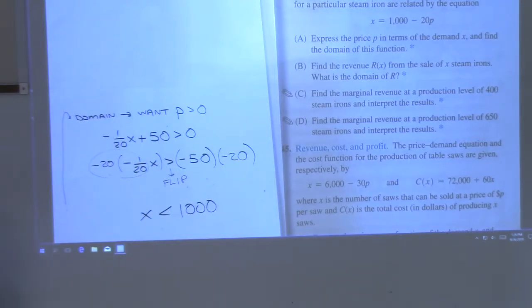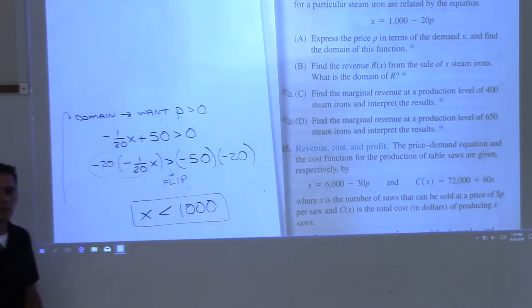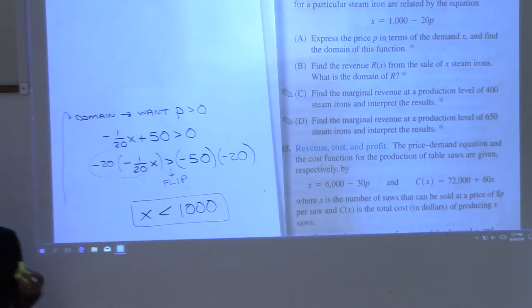This is the domain. Let's please interpret what this is saying. If we want our price to be positive, then what has to be less than 1,000? What's x? Demand. So for our model to make sense, we need less than 1,000 people wanting our irons. If we get a higher demand, we're probably going to have to change our model because our price-demand equation doesn't really fit very well.